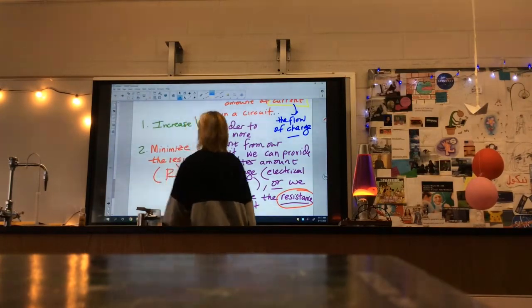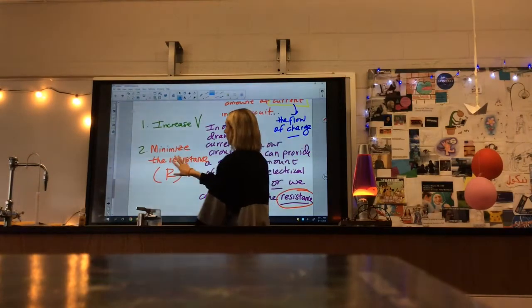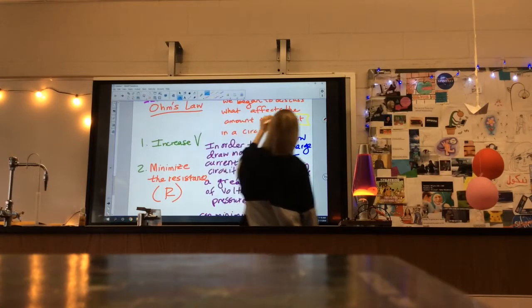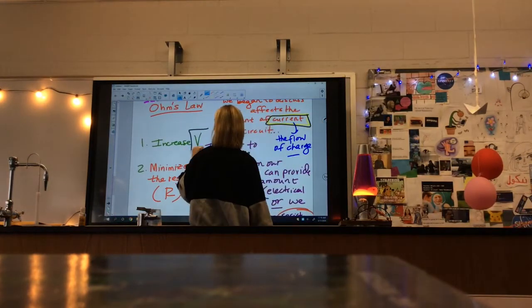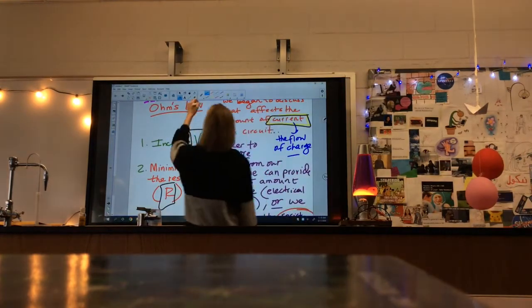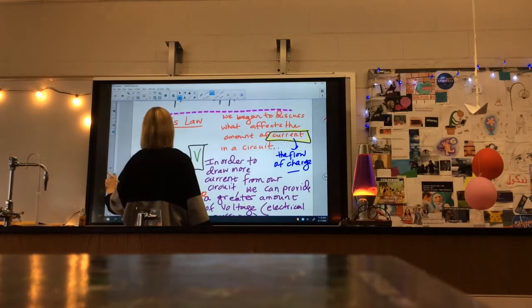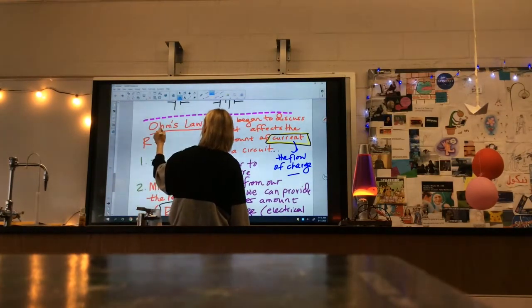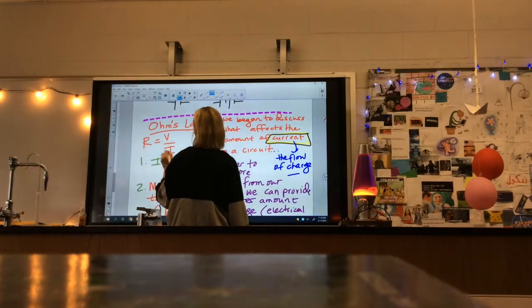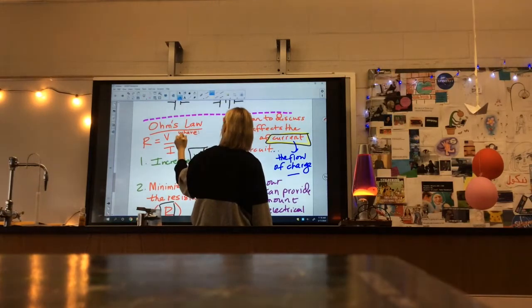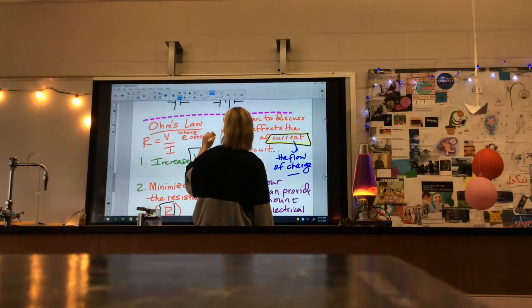Well, the relationship between these three variables, between current, voltage, and resistance, is defined by Ohm's law. And Ohm's law states that the resistance is equal to the voltage over the current, where R is resistance. We measure resistance in ohms.